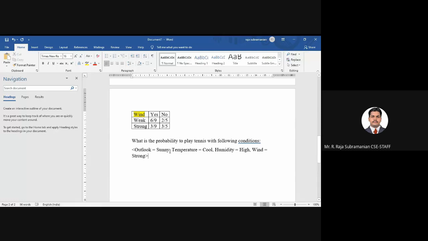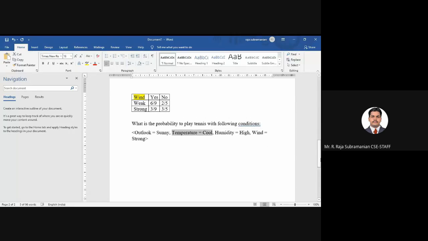Now, if I see individually, if outlook is equal to sunny, what is the probability? I know. If temperature is equal to cool alone, what is the probability? I know. But if I need a combined probability, then I need to increase the degree. This is actually the conditional probability with 4 conditions. So I can say it is a conditional probability with degree 4. Now we can see a very simple formula of the Bayes classifier.